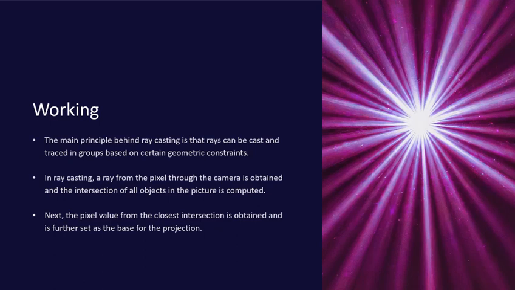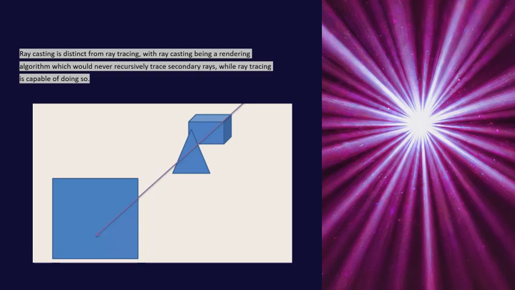working. Now, the working. The main principle behind raycasting is that the rays can be cast and traced in groups based on certain geometric constraints. In raycasting, a ray from the pixel through the camera is obtained and the intersection of all objects in the picture is computed. Next, the pixel value from the closest intersection is obtained and is further set as the base for the projection. Here we can see in the picture that raycasting is distinct from ray tracing, with raycasting being a rendering algorithm which would never recursively trace secondary rays, while ray tracing is capable of doing so.